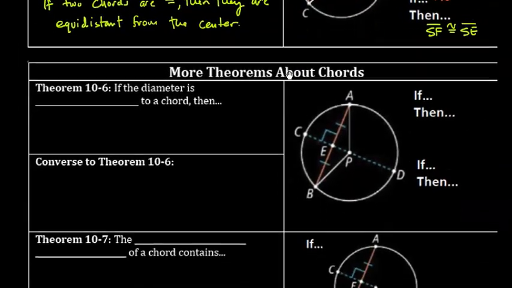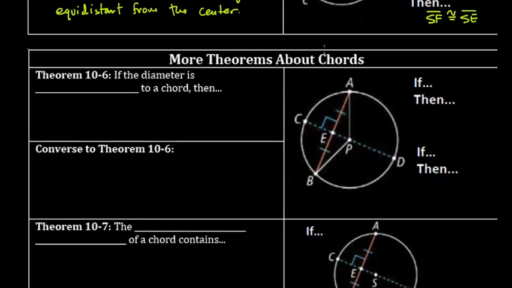Now we have a couple more theorems that I want to talk about real quick about chords. Theorem 10-6 talks about this situation where I have a diameter, segment CD is a diameter of my circle, and it is perpendicular to this chord AB. So segment CD is perpendicular to a chord, segment AB. You can see it's making that 90-degree angle. And there's two things that are going to happen because of this.